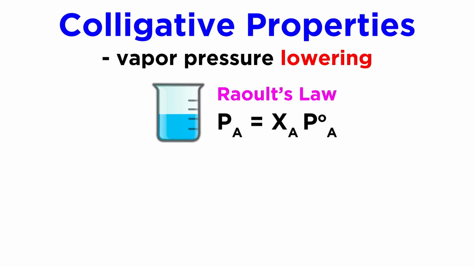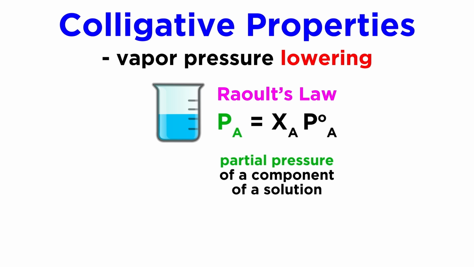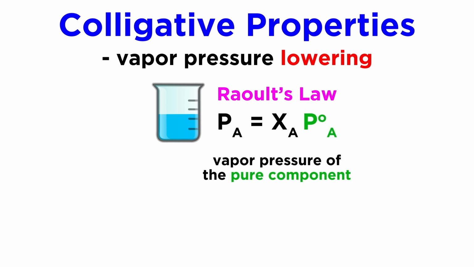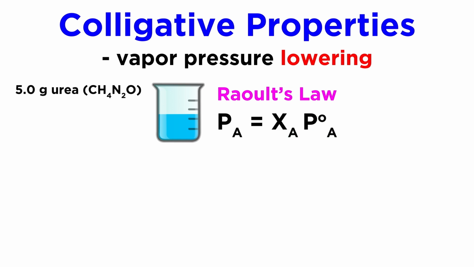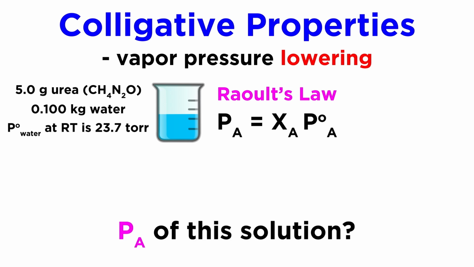The relationship between vapor pressure of a substance and its concentration in solution is described by Raoult's law. This states that the partial pressure of any component of an ideal solution is equal to the vapor pressure of the pure component multiplied by its mole fraction in solution. For example, if we have 5 grams of urea and 0.1 kilograms of water, and the vapor pressure of pure water at 25 degrees Celsius is 23.7 torr, what will be the vapor pressure of this solution?